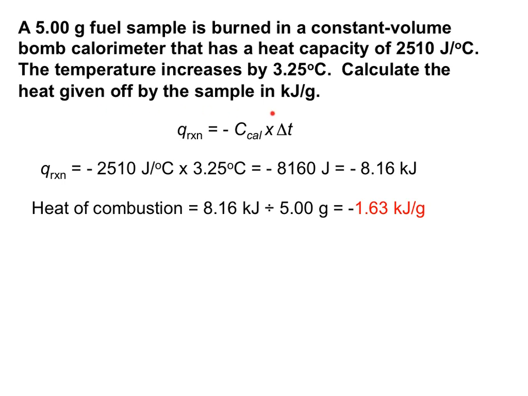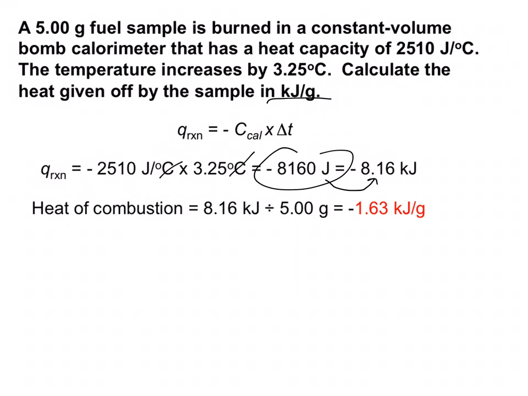They want us to calculate the heat given off by the sample in kilojoules per gram. Our heat of reaction is going to be calculated in a very similar way to what we've been doing. We just plug in our heat capacity and our change in temperature, which we've been given. We multiply those out, and it gives us negative 8,160 joules. The Celsius units cancel, so joules are what's left over. Now they want the heat given off in kilojoules per gram, so we take our joules and convert them into kilojoules.